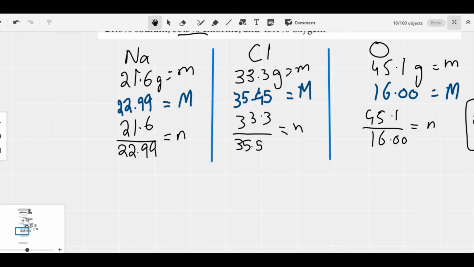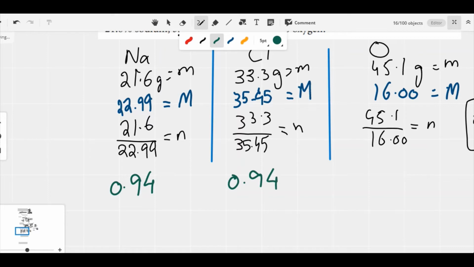Now when we divide, 21.6 divided by 22.99, the answer is 0.94. The next one, 33.3 divided by 35.45, again gives 0.94. And the next one, 45.1 divided by 16.00, gives 2.82.